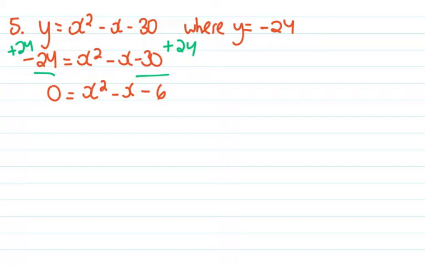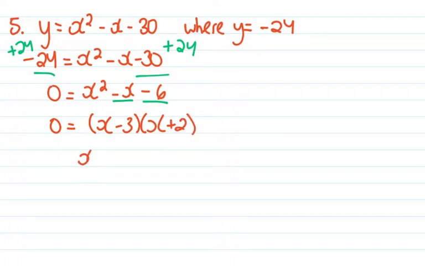So two numbers that multiply to negative 6 and add to negative 1, that would be negative 3 times 2. So my solutions would be 3 and negative 2 if I set each bracket equal to 0.